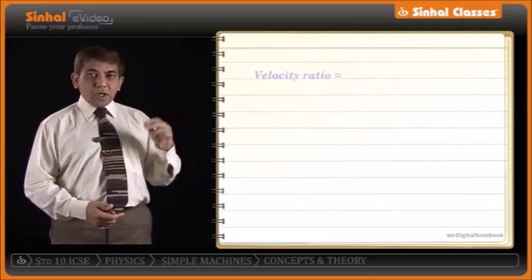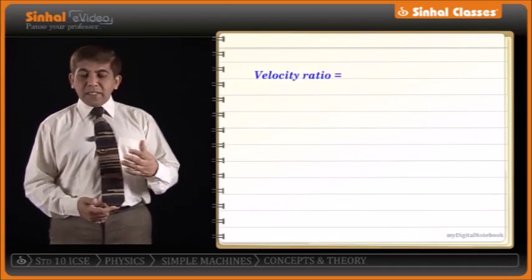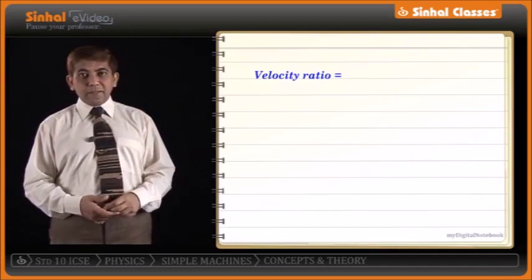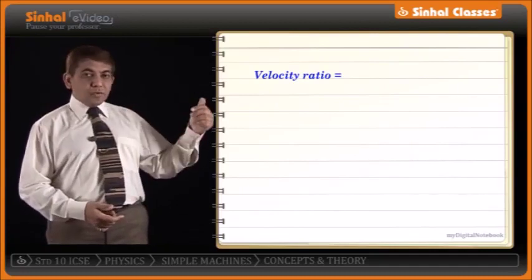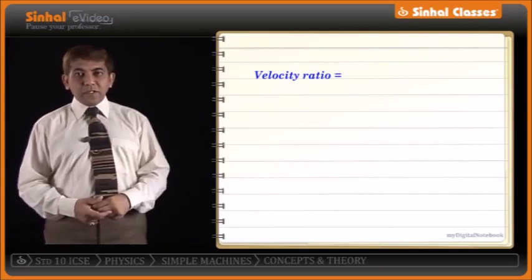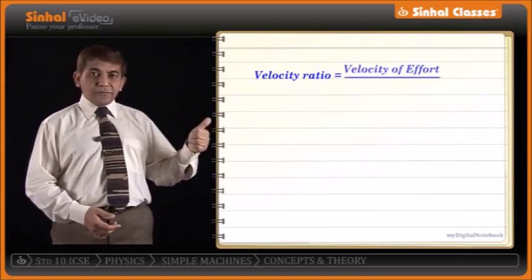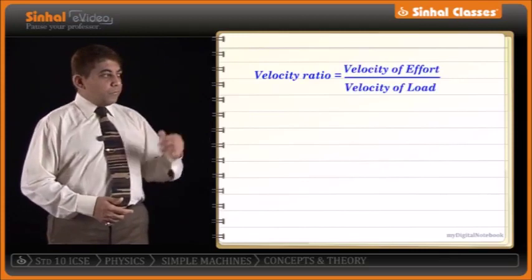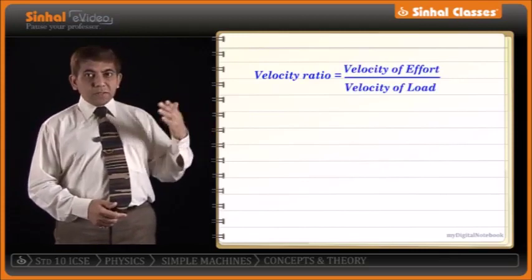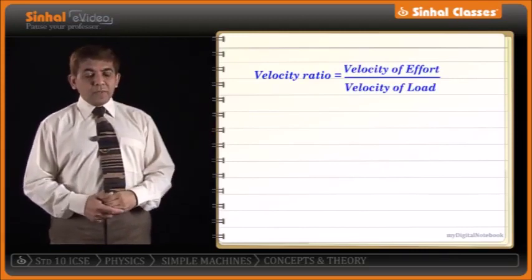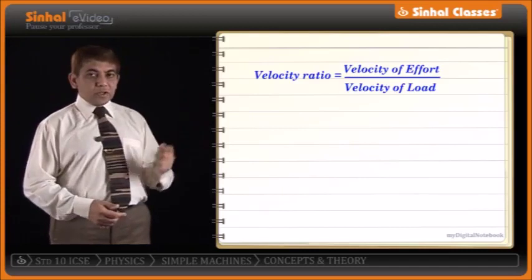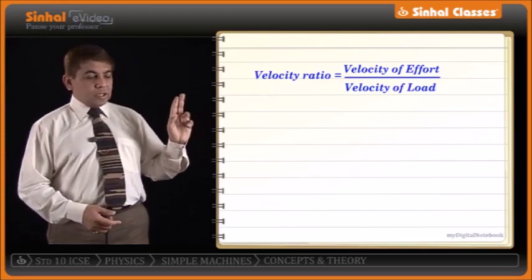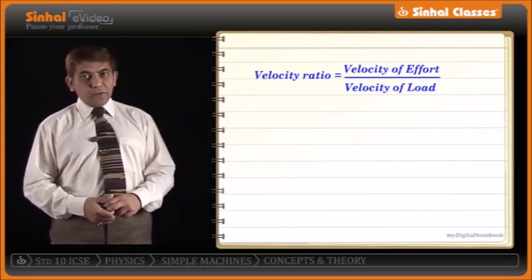Then we come down to velocity ratio. The term is indicative of what exactly it stands for. The ratio of velocities. In this case, we have two velocities: one is the velocity of effort and the other is the velocity of load. We say velocity is nothing but rate of change of displacement with respect to time. So I define the velocity ratio as the ratio of velocity of effort to the velocity of load.